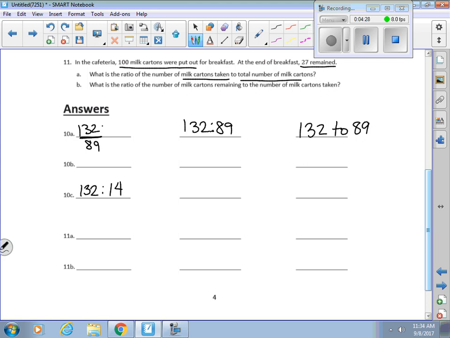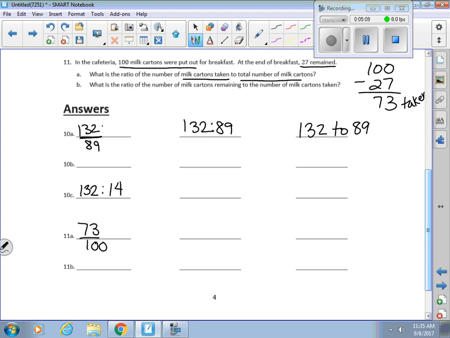Just kidding, we can. What do we need to do, Brianna? You need to take 27 away from 100 to get your number that you need for this. Perfect. And what do you get when you subtract 27 from 100? Cassie? 73. Nicely done. All right, so we know that 73 were taken. So now it says taken to total, so who can give me that ratio? Riley. 73 to total. Okay. Very good. Who had 73 over 100? Nicely done.